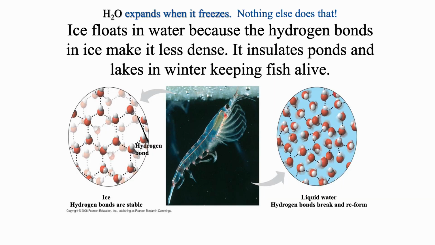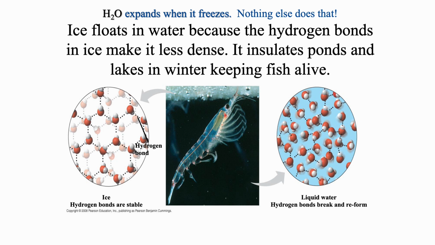Water is unique in that it expands when it freezes. Usually a substance will shrink when it's frozen, but water's going to expand. This is going to increase the volume of the water, in this case the volume of the ice. As a result of increasing the volume, that's going to allow for the ice to become less dense. This is what is going to allow the ice to float on water.